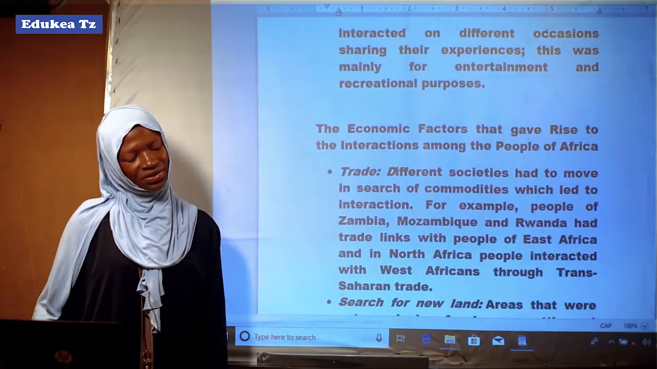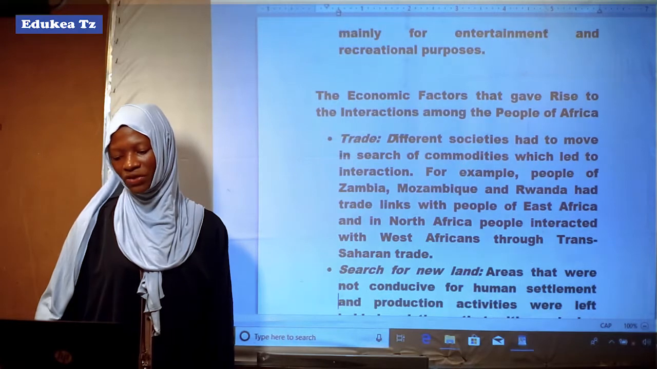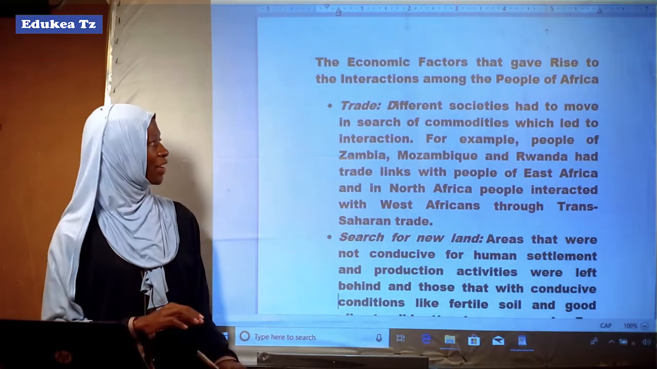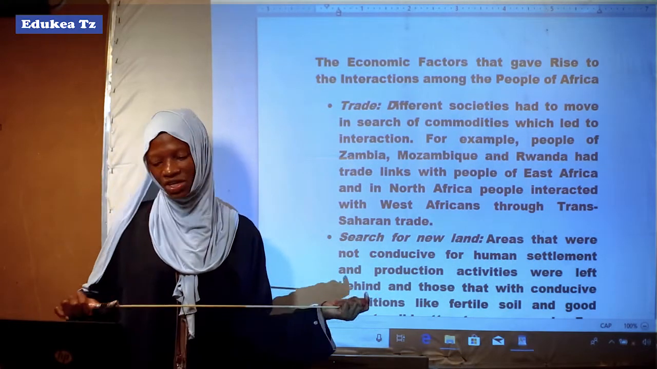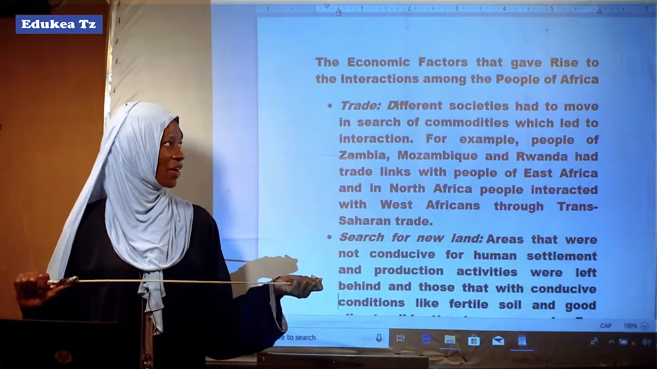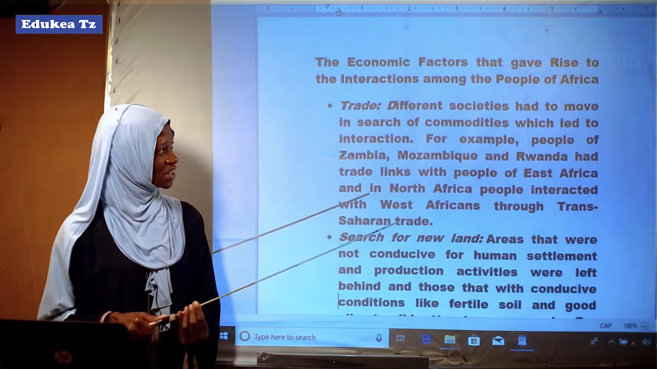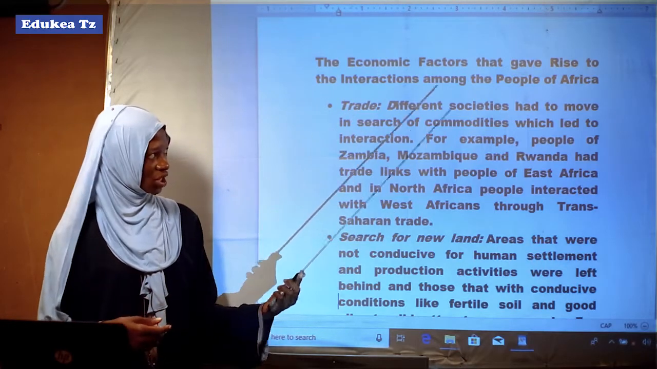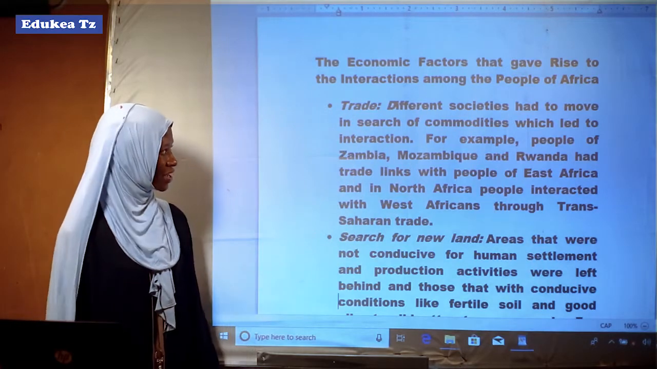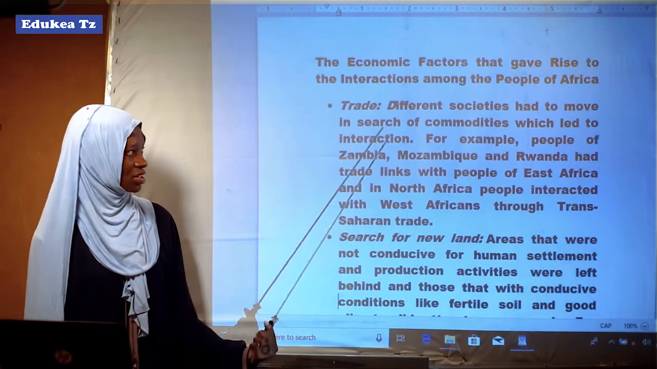Now let's see that those before were the social factors that gave rise to interaction among people of Africa. Now let's see the economic factors that gave rise to the interaction among people of Africa. The first one is trade.